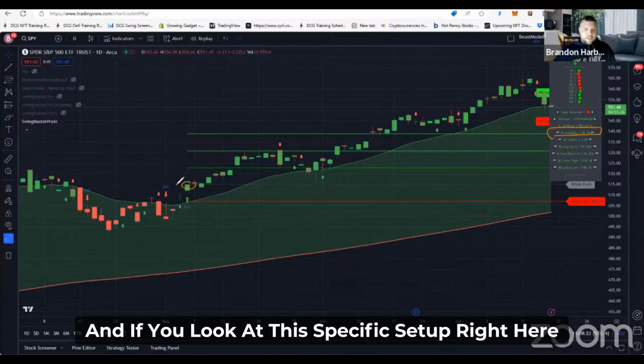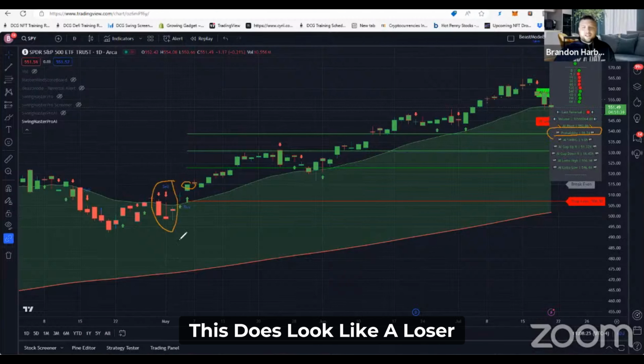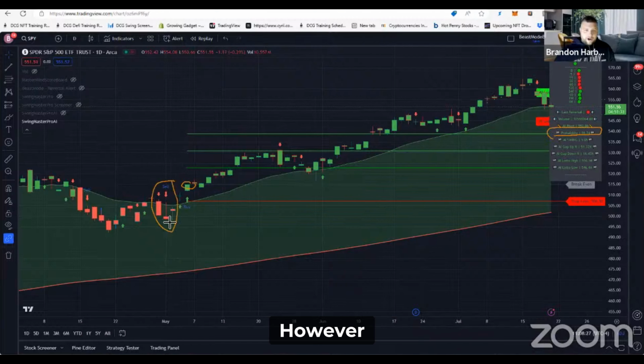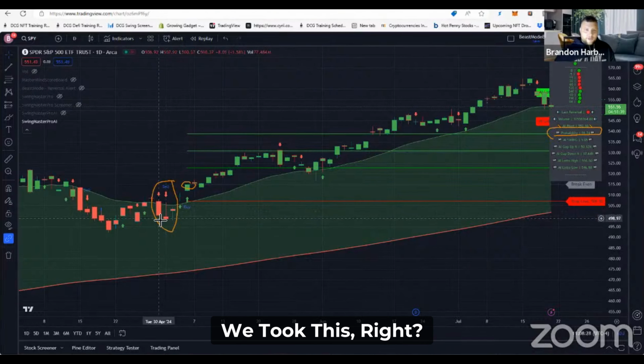And if you look at this specific setup right here, this does look like a loser. However, we took this, right? And this actually moved $2 in our favor. When we get a $2 move on a 2-week expiration contract, that's enough to generate about 15 to 30% ROI, depending on how fast it happens. So for me, that's an opportunity to go risk-free in a trade.